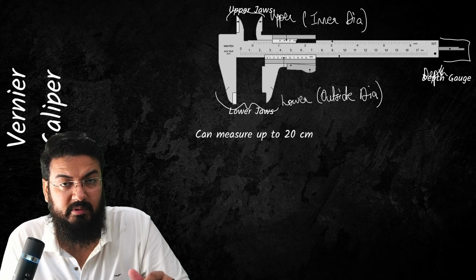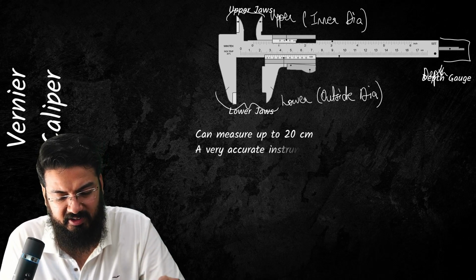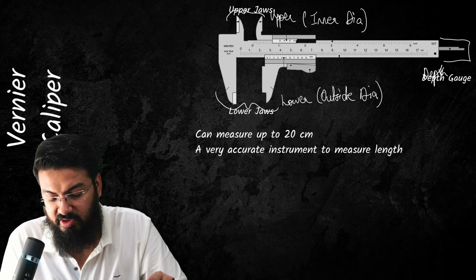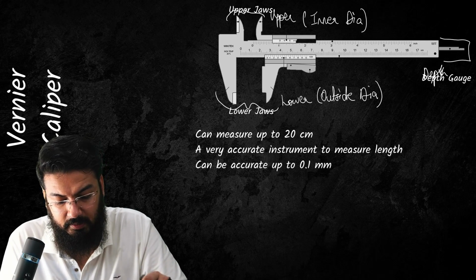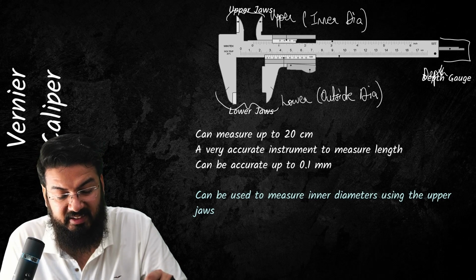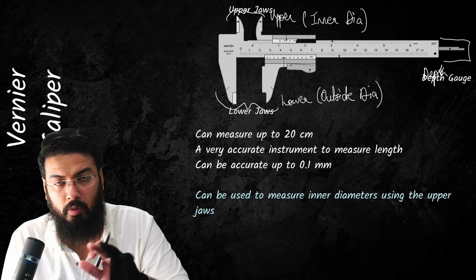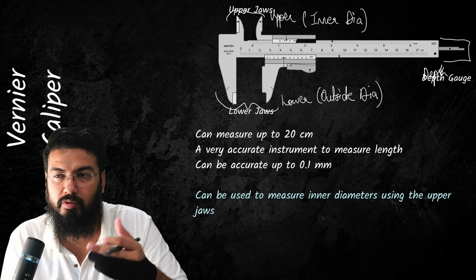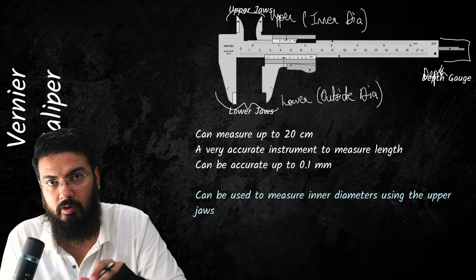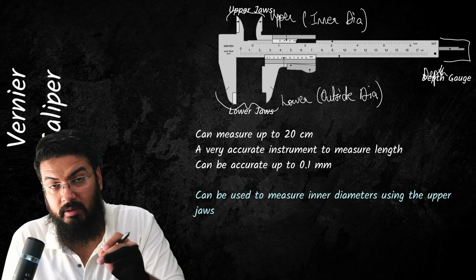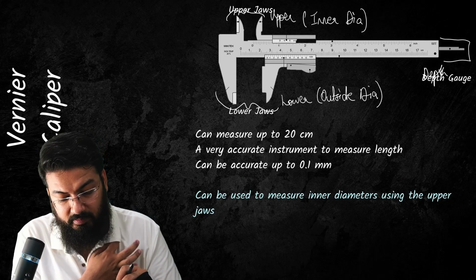So what's the maximum that you can measure using a vernier caliper? Some vernier calipers are 10 centimeters, some are 20 centimeters. Again, a very accurate instrument that can measure, if I'm not wrong, up to 0.1 millimeters. All right. So it can be accurate up to 0.1 millimeters, and it's the only instrument that you can use to measure the inner diameter. No other instrument can easily, again, of course, you can bypass this stuff. You can use various different techniques to find out, but readily, it's only the vernier caliper that you can use to measure the inside diameter. All right. So I hope that made sense.